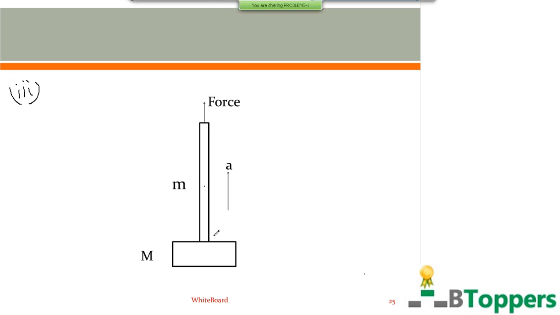Because it's a uniform rope, that means it has the same density and the same area of cross section throughout the rope. So the upper half of the rope above the cross section of the middle of the rope will have a mass small m by 2. The lower half of the rope below the cross section of the middle of the rope will have mass small m by 2.